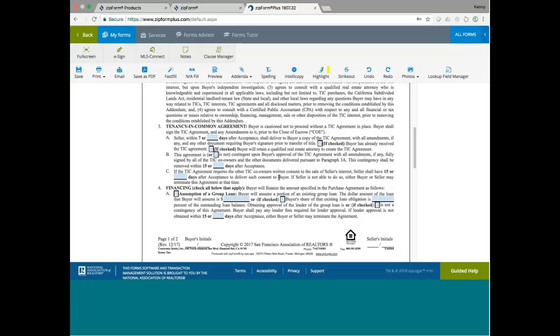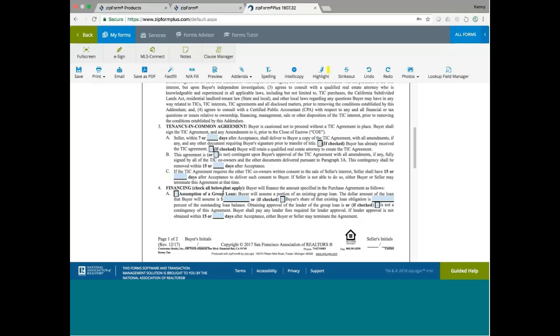Financing: buyer will finance the amount specified in the purchase agreement as follows. Now, here they talk about group loan. This is talking about the loan for the entire TIC group. So one alternative for the buyer to get financing would be for the buyer to assume TICA's obligations under the terms of the group loan, okay? So that's one way to get financing.